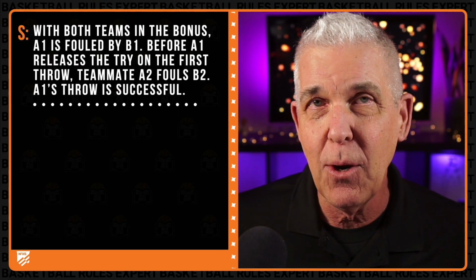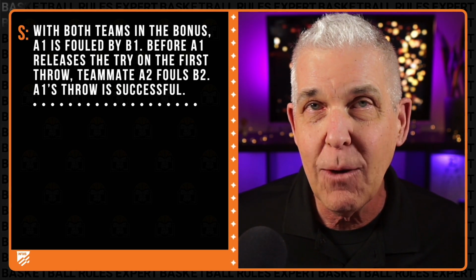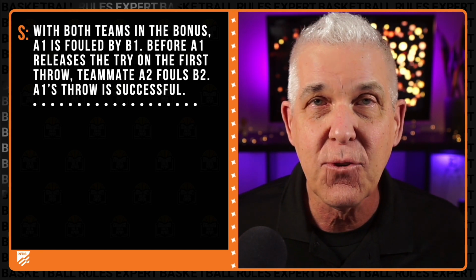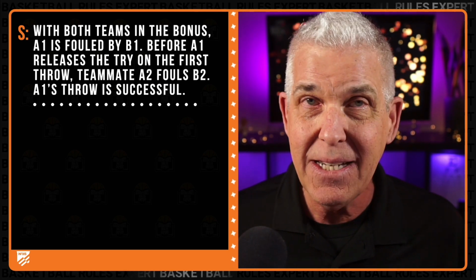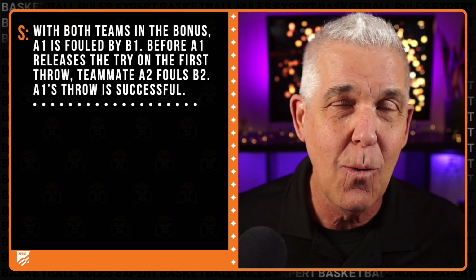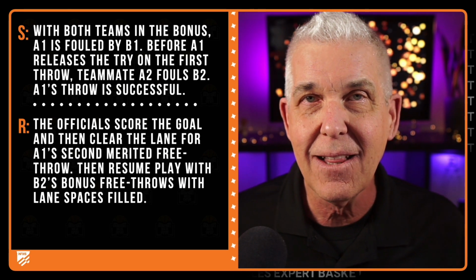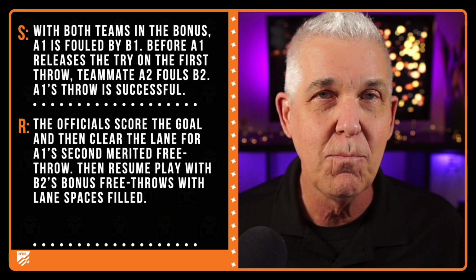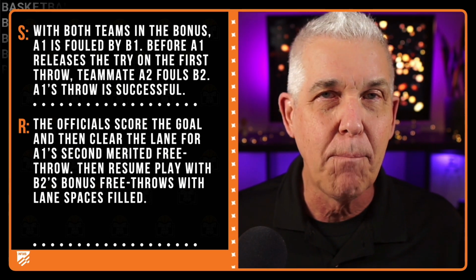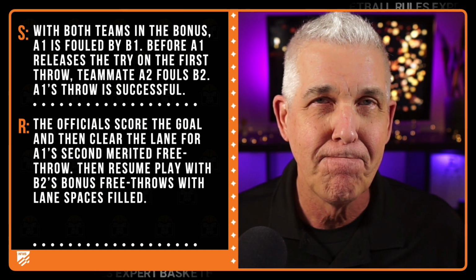With both teams in the bonus, A1 is fouled by B1. Before A1 releases the try on the first free throw, teammate A2 fouls B2. A1's try is successful. The officials score the goal and then clear the lane for A1's second merited free throw, then resume play with B2's bonus free throws with lane spaces filled.